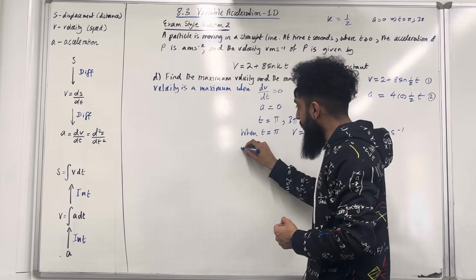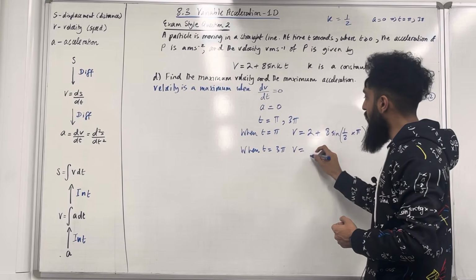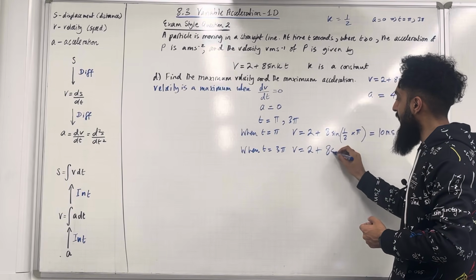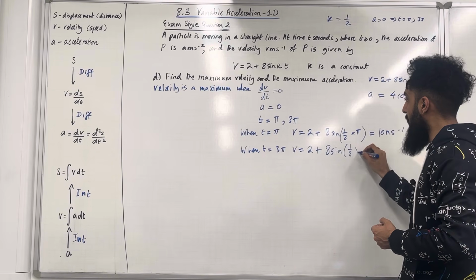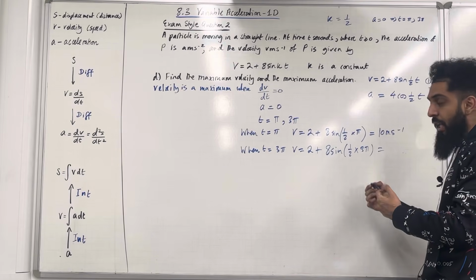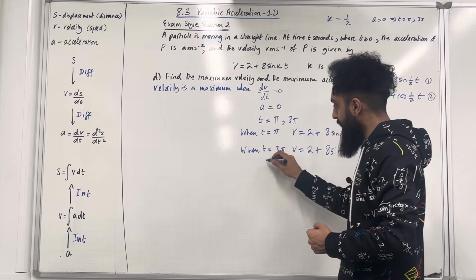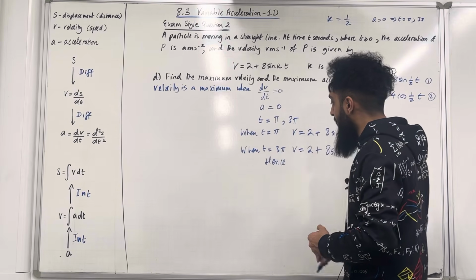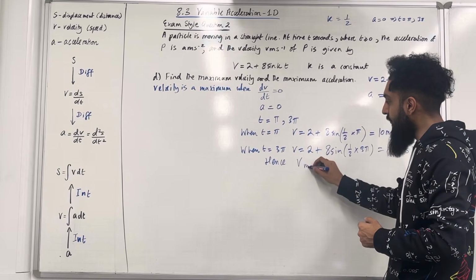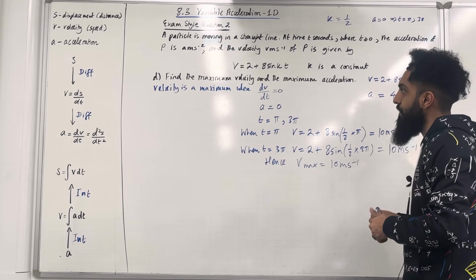When t is equal to 3 pi, v is equal to 2 plus 8 sine a half multiplied by 3 pi. Again, if I put this into my calculator, I get 10 meters per second. Hence, the maximum velocity, v max, is given by 10 meters per second.